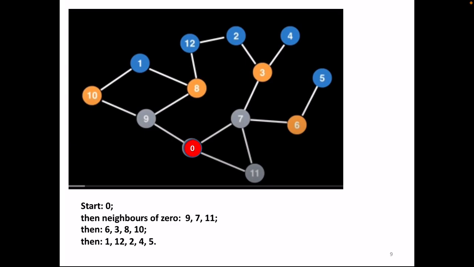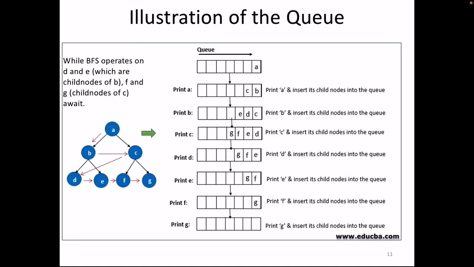And here we can see again that we start from 0, then we go to the neighbors of 0, 11, 7, and 9. Then we go to neighbors of them: 6, 3, 8, 10. Then we go to neighbors of these orange nodes, so 5, 4, 2, 12, 1. So the search is performed like in layers.